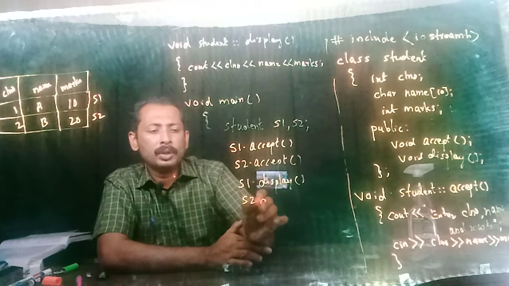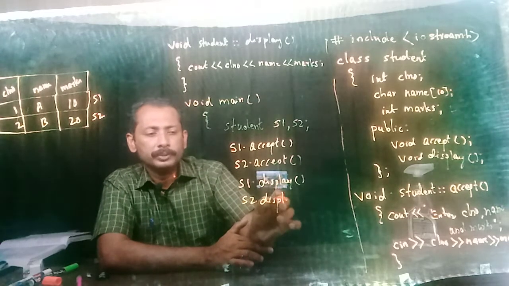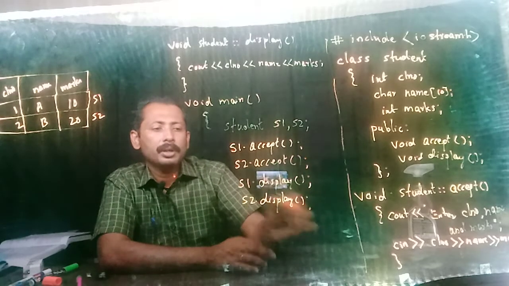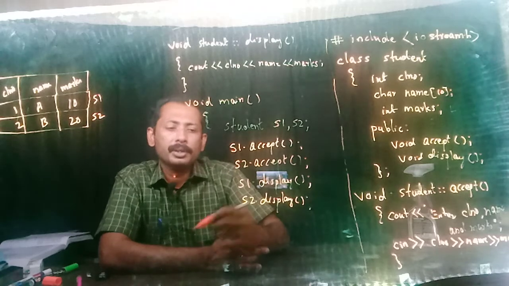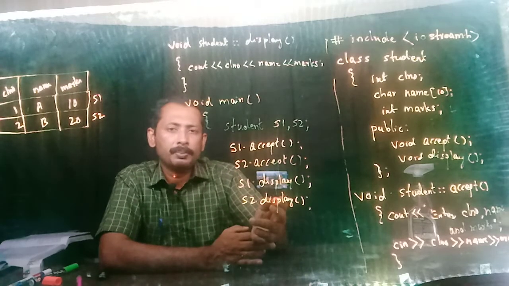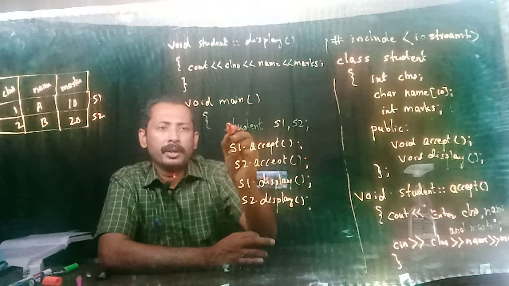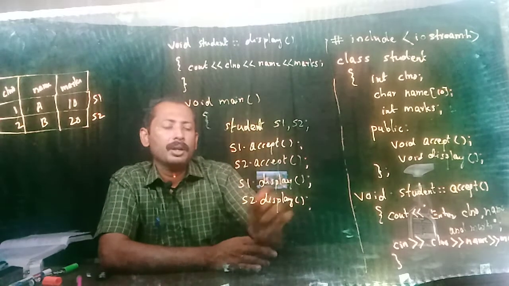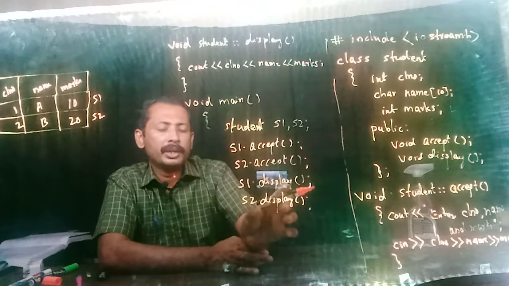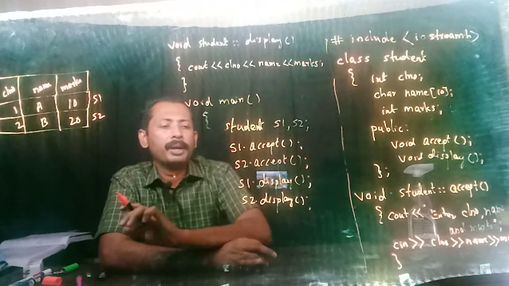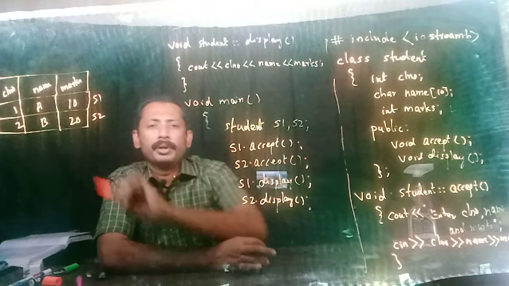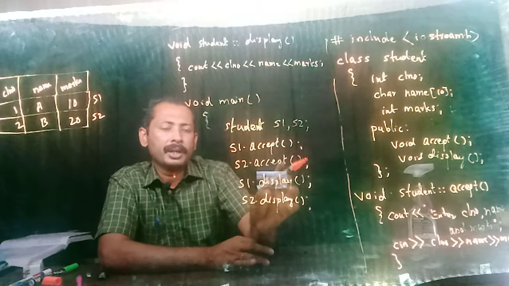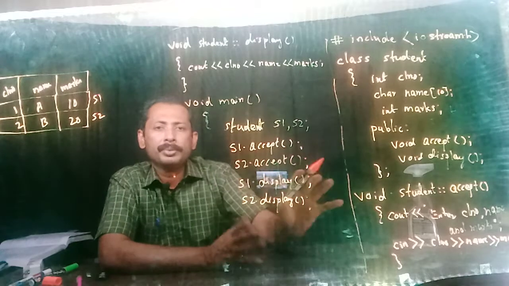Then S2 dot display. What happens? We need semicolons. S2 dot display means what happens? S2 is calling a function called display. Okay. And S2's class number, name, and marks will be displayed from here. Okay, so this is the concept of accepting and displaying using the object oriented concept.